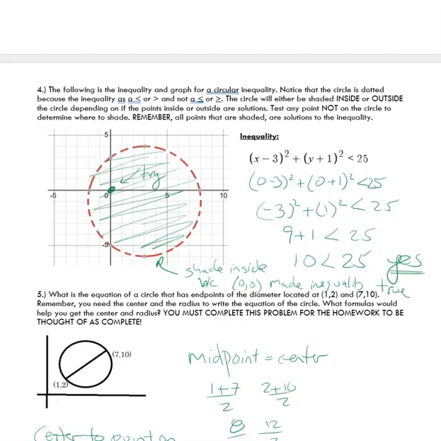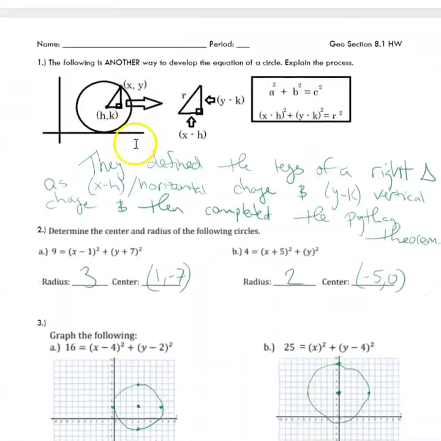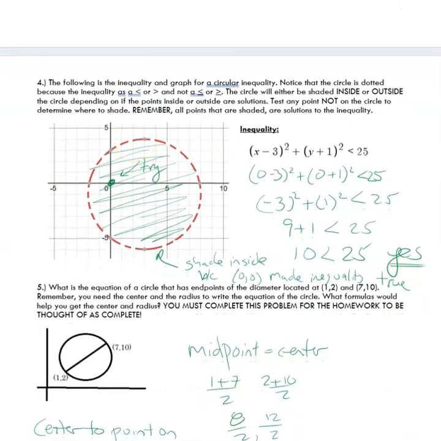Now, the following is the inequality and graph for a circular inequality. Notice that the circle is dotted because it has a less than or greater than. Let's put an H in there. Sorry, I'll fix that later. It has a less than or greater than, not less than or equal to, or greater than or equal to.